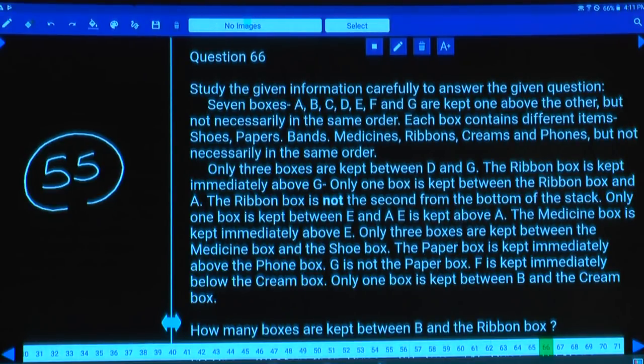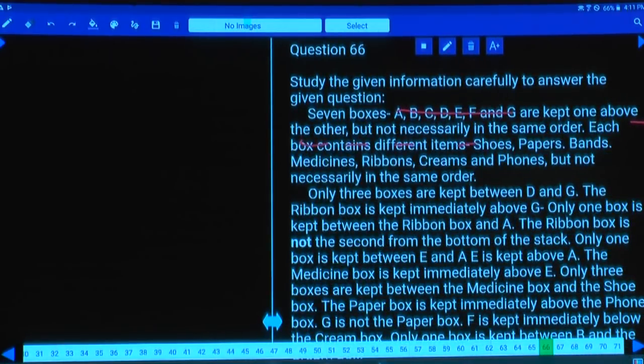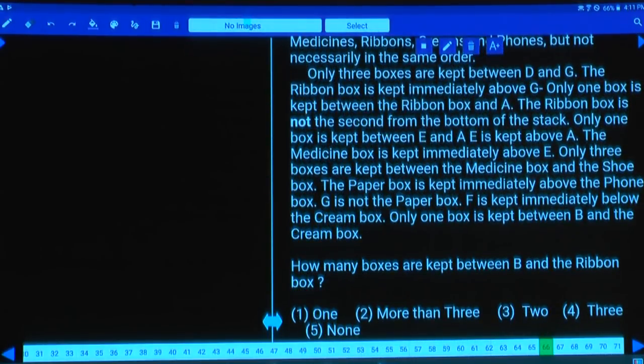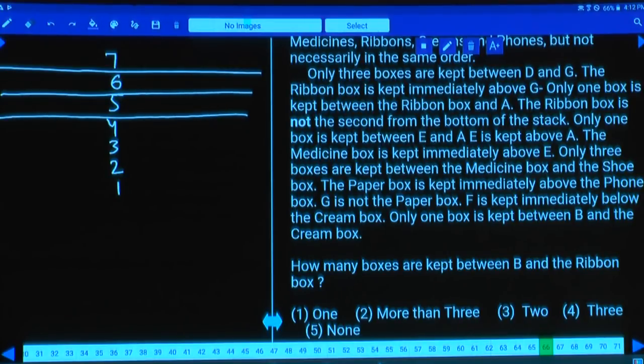Now in this question number 66 to 70, 7 boxes are there. A, B, C, D, E, F and G are kept one above the other but not necessarily in the same order. Each box contains different items, shoes, papers, bands, medicine and so on, but not necessarily in the same order. Now in this one 7 boxes and each box consisting of different item. Then as 7 boxes are there, 7, 6, 5, 4, 3, 2 and 1. Then in this, simultaneously we can work on 2 different possibilities.